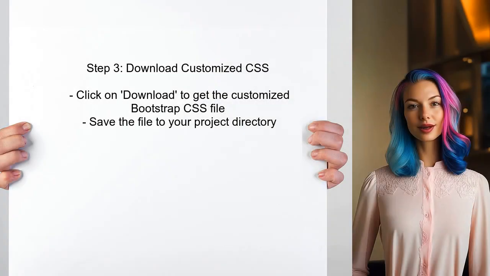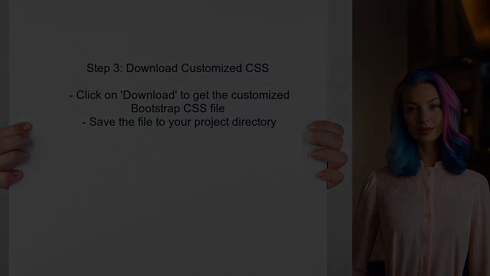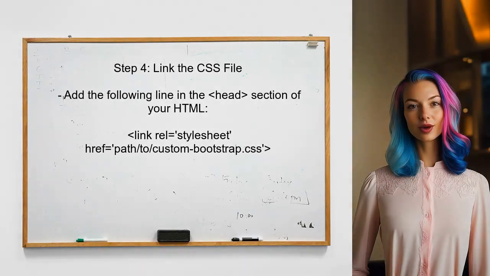After selecting the colors, the user can download the customized Bootstrap CSS file. This file will include all the changes they made, allowing them to easily integrate it into their project. Finally, the user should link the downloaded CSS file in their HTML. They can do this by adding a link tag in the head section of their HTML document.